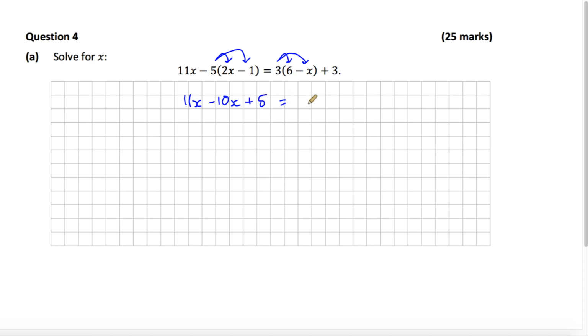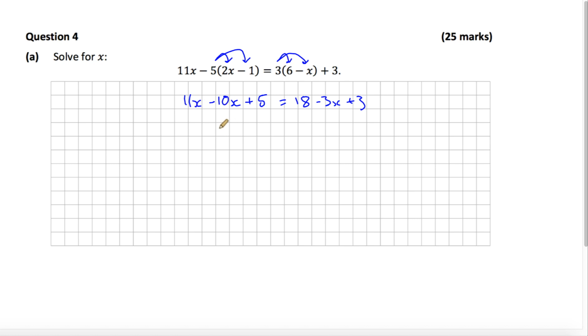Is equal to 3 by 6 is 18. 3 by negative x is minus 3x. And then we've got plus 3 here at the end. Okay, so now we're going to bring the x's to one side and the numbers to the other. So I'm going to go with, well, let's tidy up here.